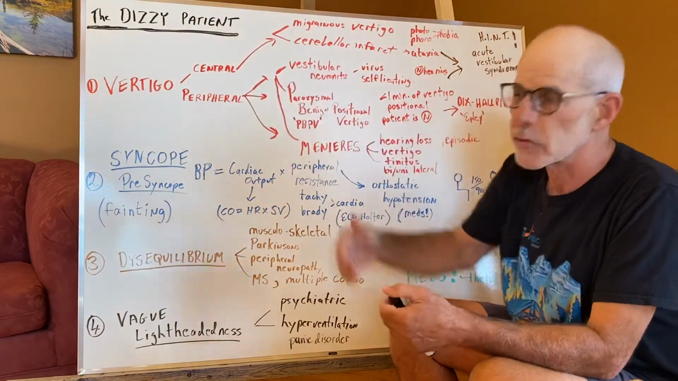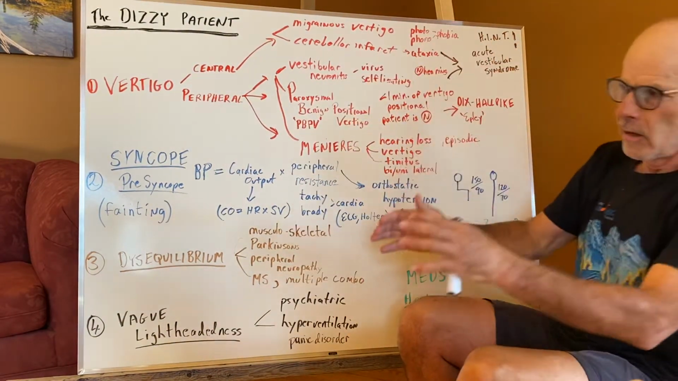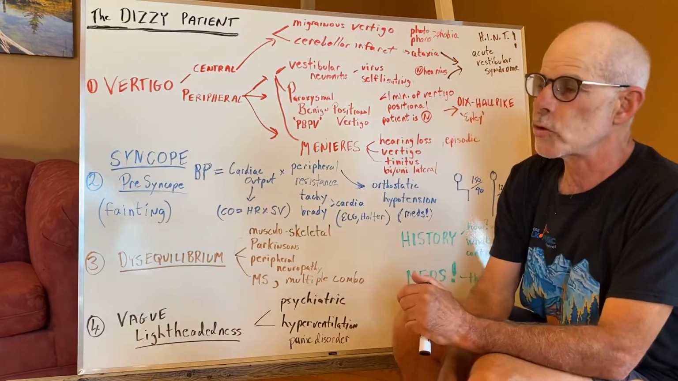Well, that's obviously vertigo. Oh doc, I'm fine, and then I sit up and I feel faint and feel like I'm going to pass out. Well, then you're thinking syncope. So don't put words in the patient's mouth.